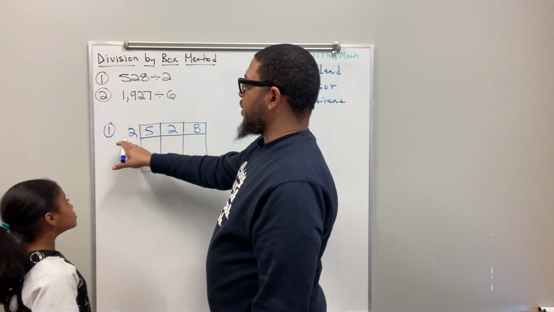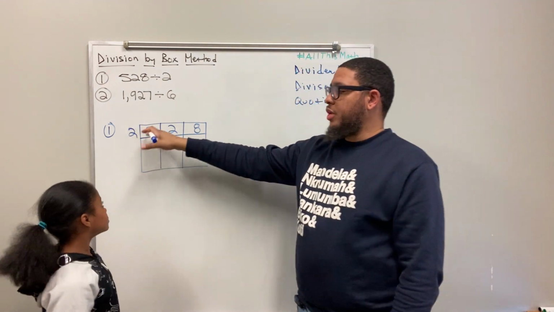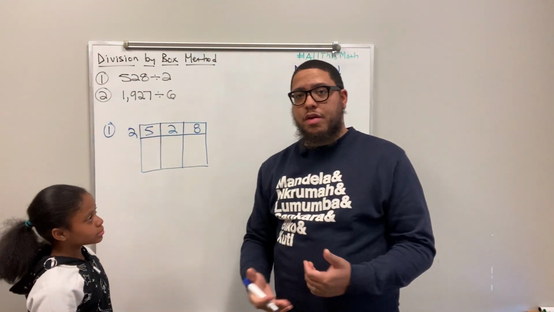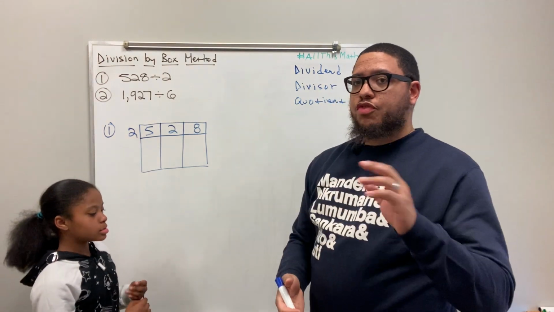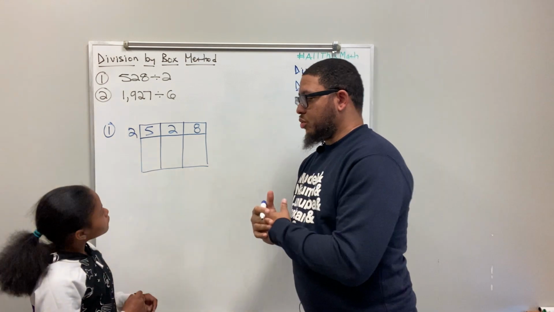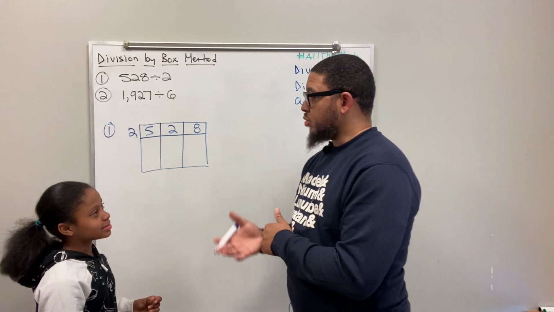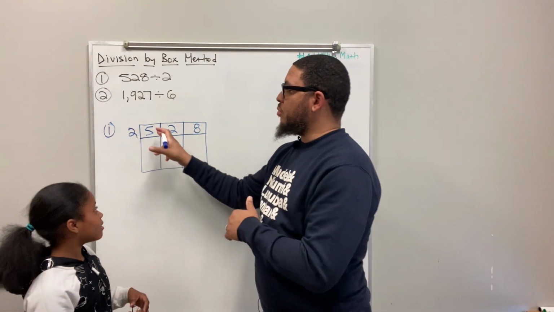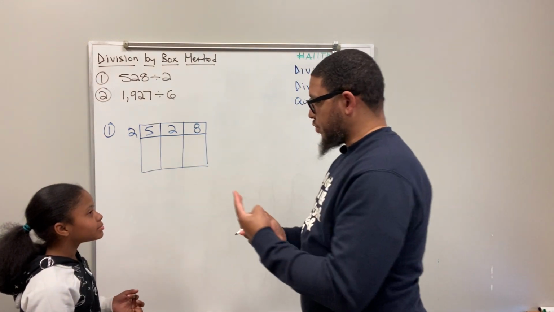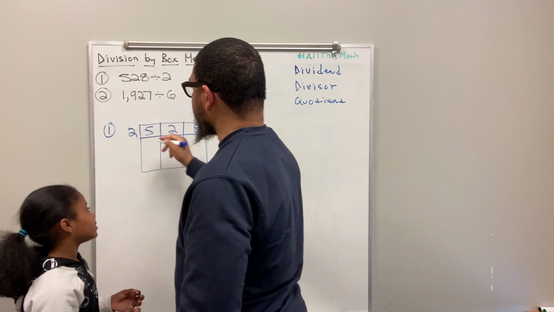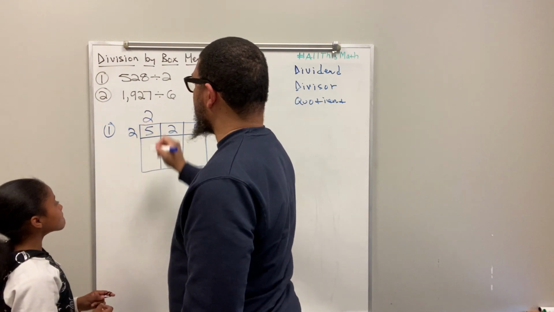So you say to yourself, 5 divided by 2, or how many whole 2's can fit into 5? I know 2 times 1 is 2, and 2 times 2 is 4, which is closer to 5. And 2 times 3 is 6. Now that's too much, because 6 is more than 5. So 2 goes into 5 how many times? Twice. So you write the 2 up here.